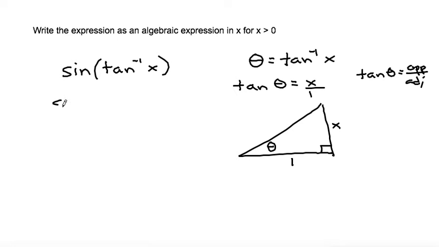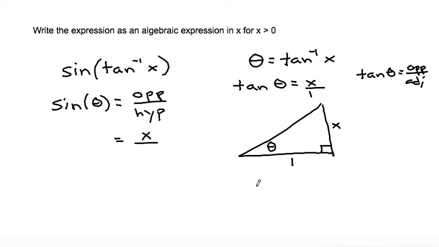Let's plug in, if this is sine of theta, since we defined the inside function as theta, we know that sine of theta is equal to the opposite over the hypotenuse. So our function already has the opposite, which is x. We need to find what the hypotenuse is.